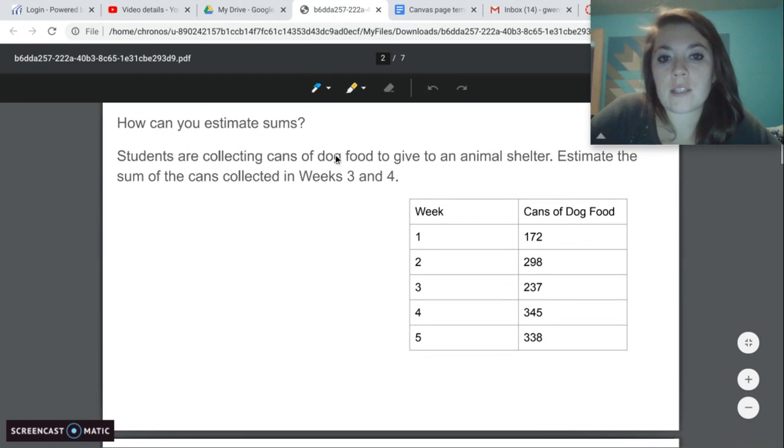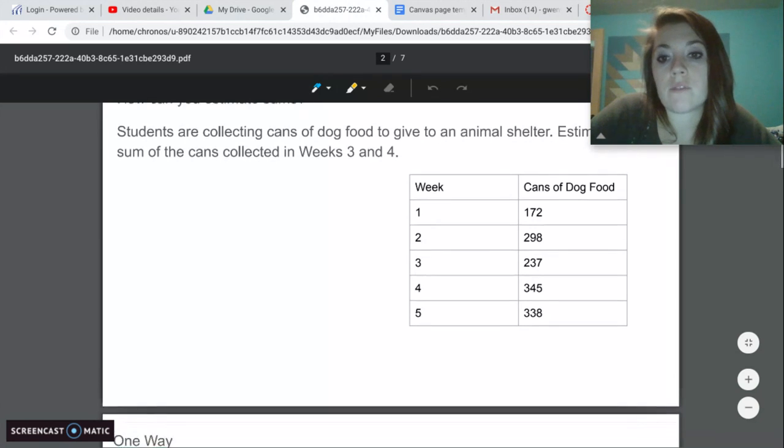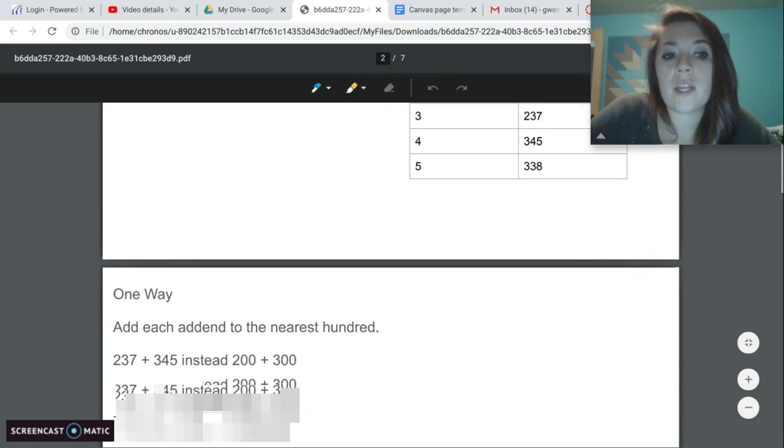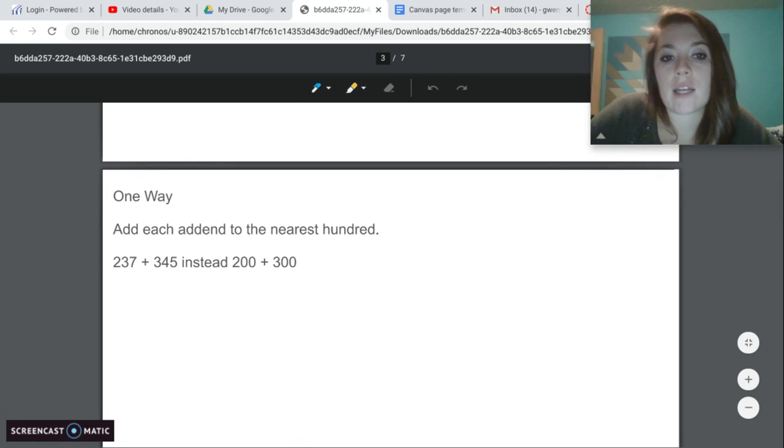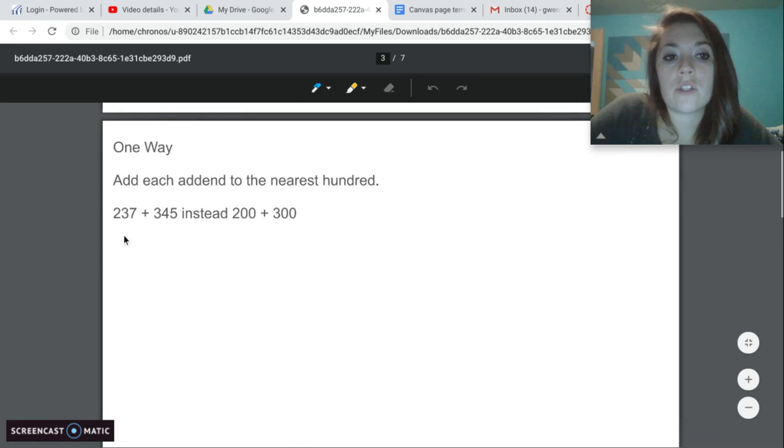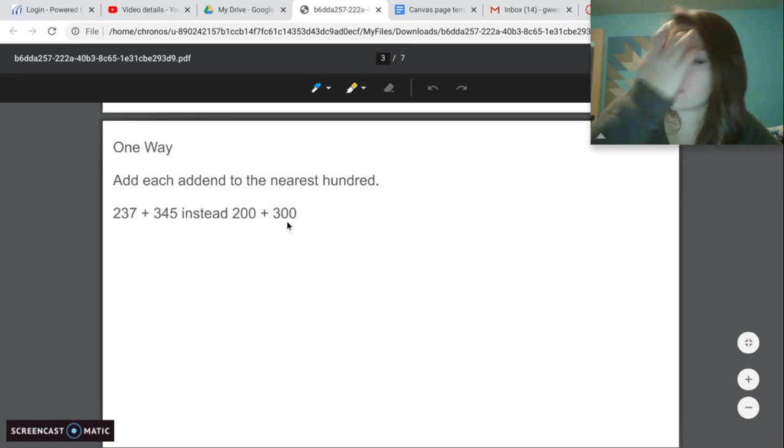Students are collecting cans of dog food to give to an animal shelter. Estimate the sum of the canned goods collected in weeks 3 and 4. So in weeks 3 and 4, they collected 237 and 345 cans of dog food. So one way to do this is to round each addend to the nearest 100. So 237 is closest to 200 versus 300, and 345 is closest to 300 rather than 400.